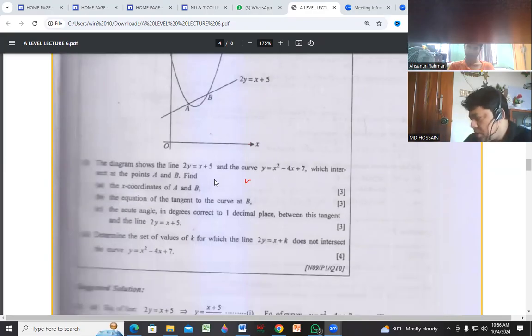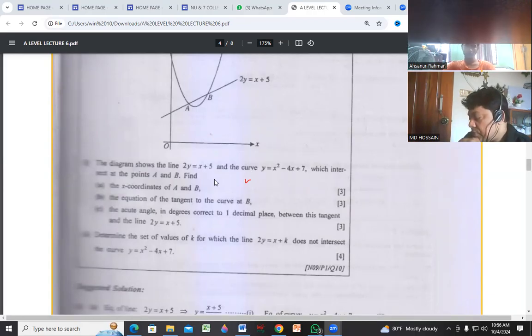Number 2 question. Look at number 2. The equation of the tangent of the curve at B. That is, at the point B, we have to find out the equation. Number 3, the acute angle in degrees, correct to one decimal place, between this tangent and the line 2y equal to x plus 5. There is an equation. We have to find out the acute angle value. What does acute angle mean? I have explained it earlier, a few minutes ago.